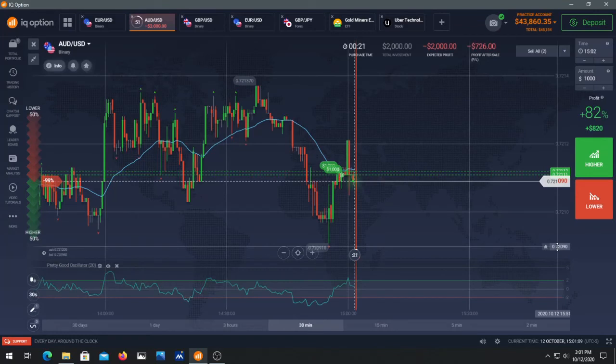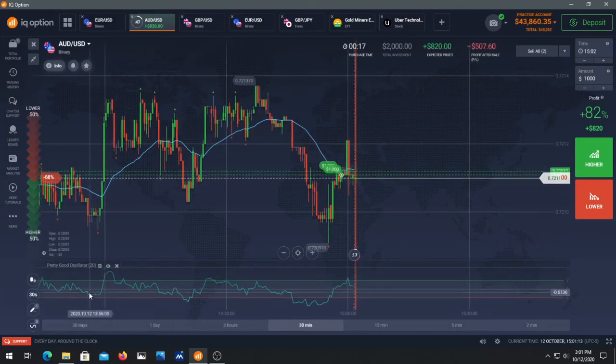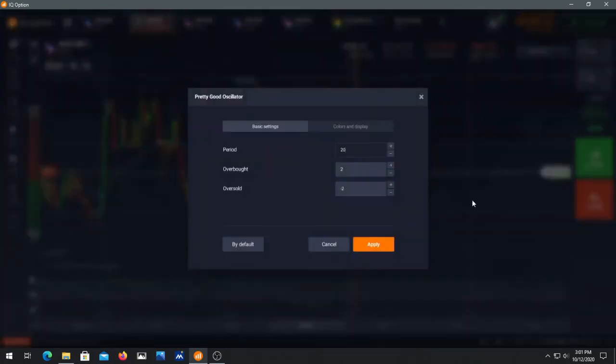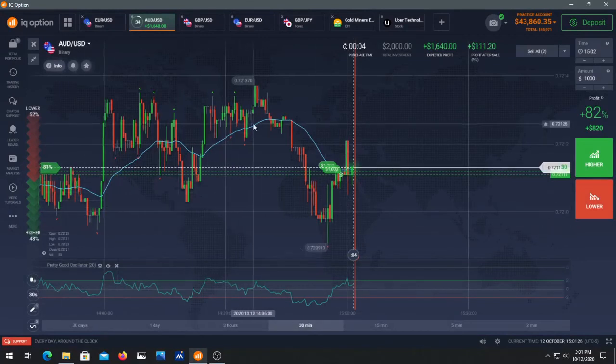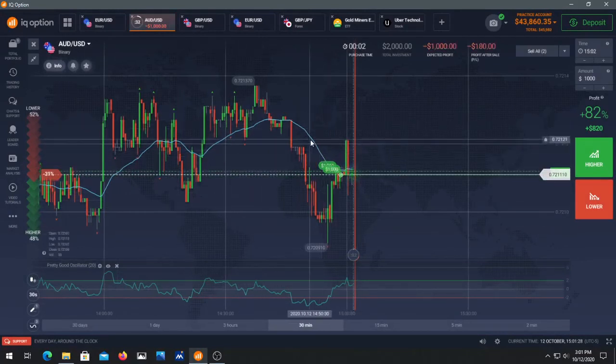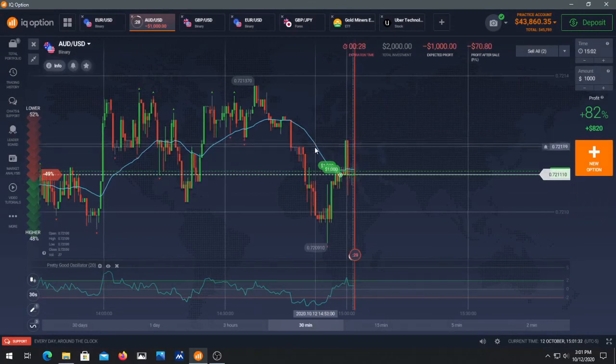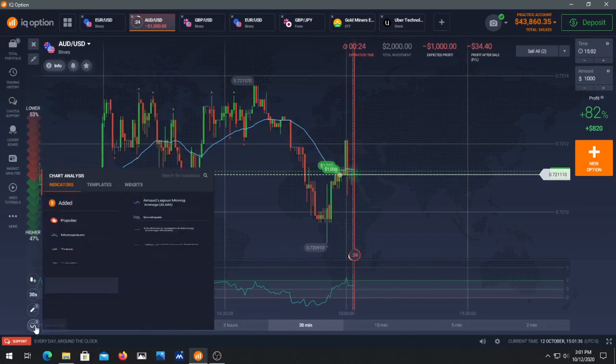We're using the Pretty Good Oscillator, which is this one, a 20 moving average, and as you can see, period 20, overbought 2, oversold -2. We also are using the McGinley Dynamic, which is 20 period, and we have it for the close. We're also using the fractals.